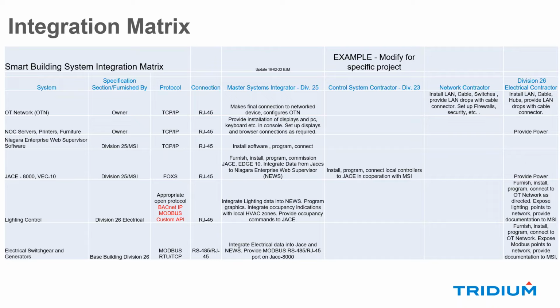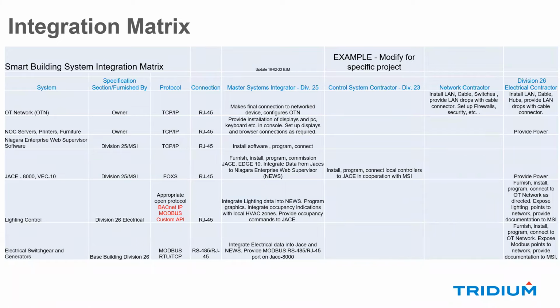What is it? There might be a network contractor involved in this. So what do they do? They have to install the LAN, the cables, the switches. Well, and Division 26 has got to get power to all that, but they also might be the people that are actually running the cable, right? And they are the ones that may be providing the LAN drops and the cable connectors and those sorts of things. Other items might be just the Niagara web supervisor.